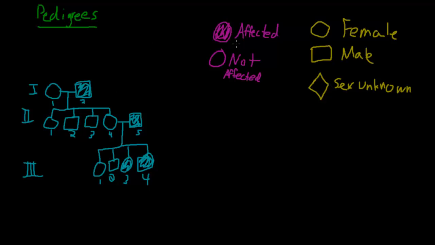As for if someone has the disease or not, a filled in shape, whatever shape it is, means affected, and a not filled in shape is not affected. So if I had a filled in square, it would be an affected male.